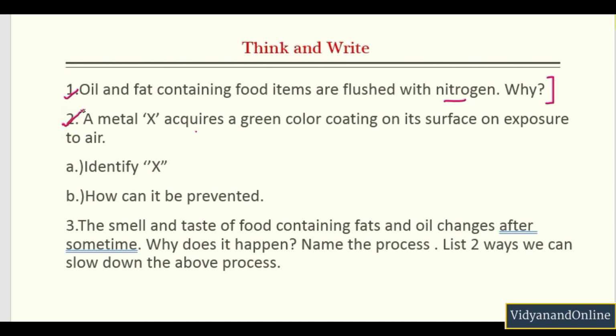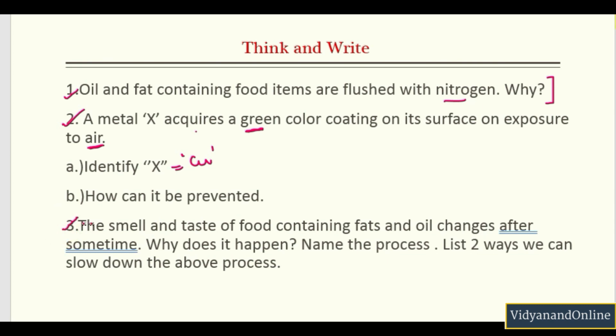Now the second question. A metal X acquires a green color coating on its surface on exposure to air. I told you that when copper is exposed to air for a longer period of time, it acquires a green color coating. So we can say that it is copper. Okay. So how can this be prevented? I have already told you about the measures: painting, greasing, and also making alloys, which we will discuss in the chapter metals and non-metals.